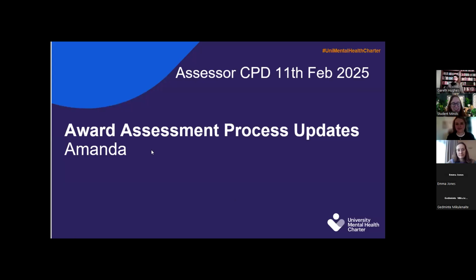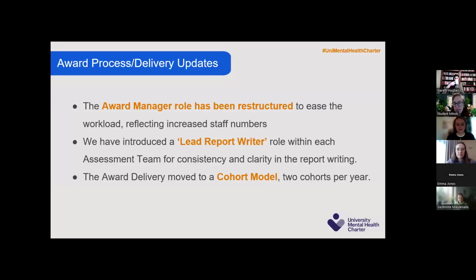Start recording as well. So yeah, I'm just going to take you through some of the updates that we've done to the award assessment process. To speak a little bit more in detail, the main things now are the changes that we've done to the award manager role. These changes have been done to ease the workload and reflect the increased number of staff that we have. We've also introduced a lead report writer role within each assessment team for consistency and clarity in the report writing, and the award delivery has also moved to a cohort model.